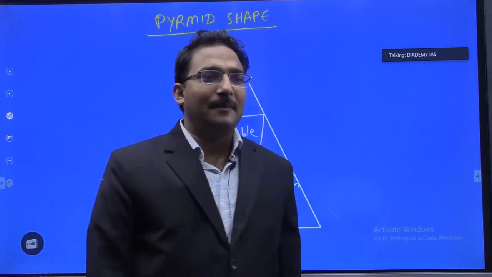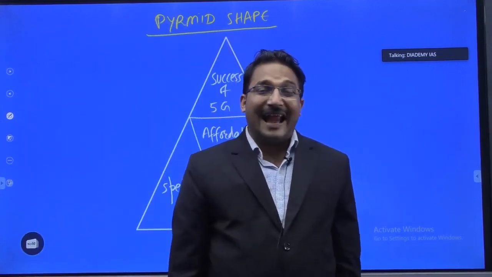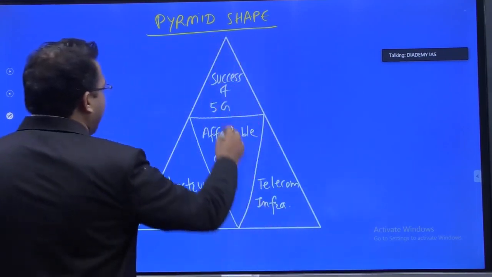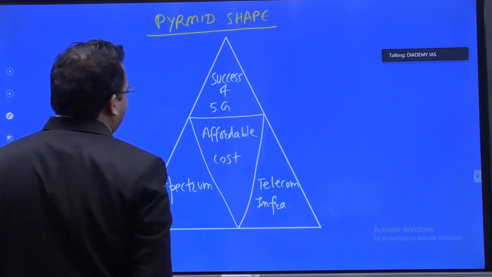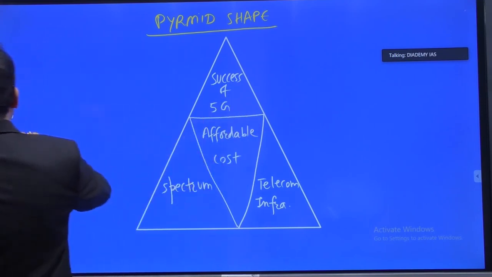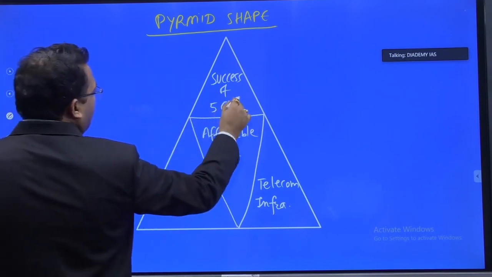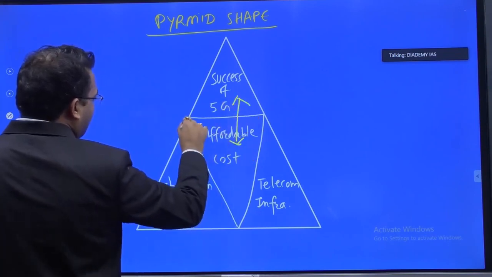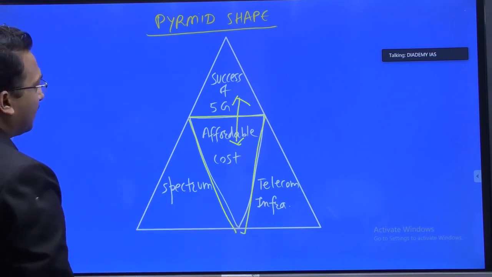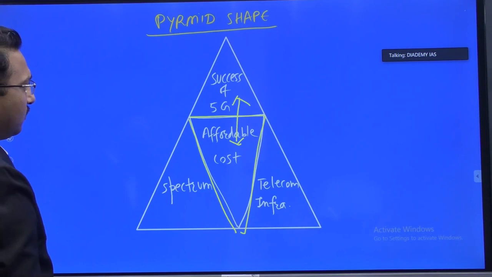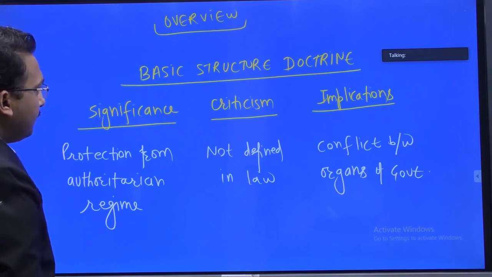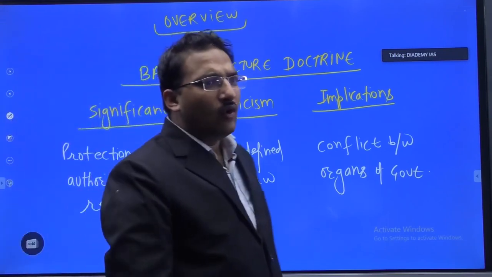Pyramid shape, you can also use a pyramid shape or triangular shape. Success of 5G will depend upon affordable cost, spectrum and telecom infrastructure. In fact, here you should write success of 5G in the middle. You should replace this, okay? So write success of 5G in the center. And then it will depend upon spectrum, it will depend upon affordable cost, and it will depend upon the telecom infrastructure.